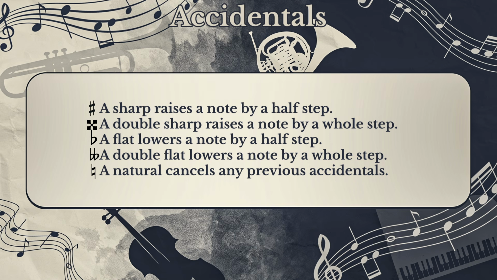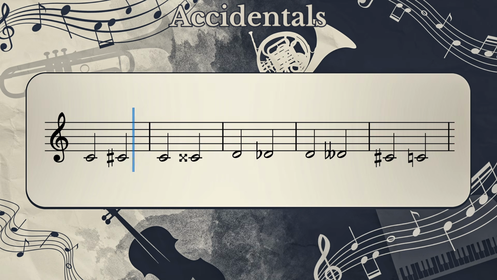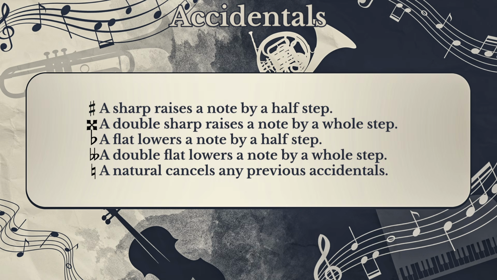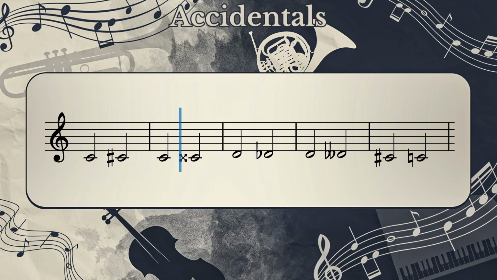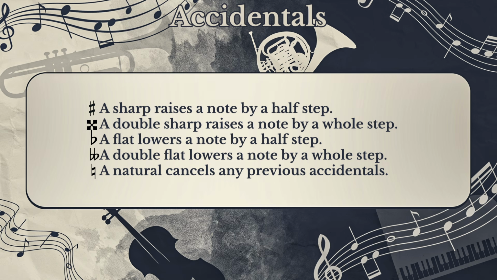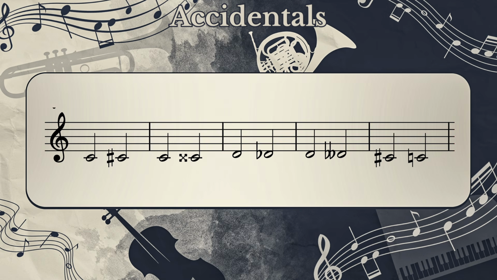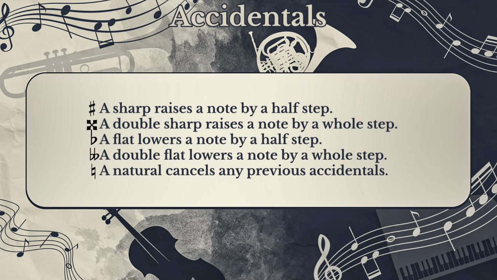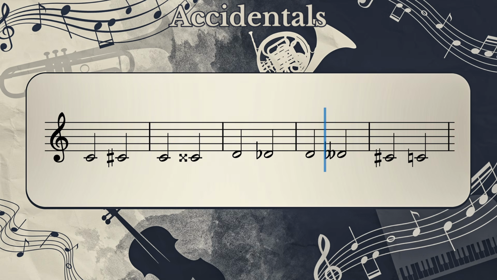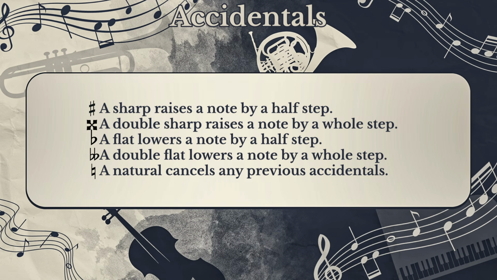To notate the black keys on the piano, we use something called accidentals. There are 5 types of accidentals. A sharp raises a note by a half step. A double sharp raises a note by a whole step. A flat lowers a note by a half step. A double flat lowers a note by a whole step. A natural cancels any previous accidentals.